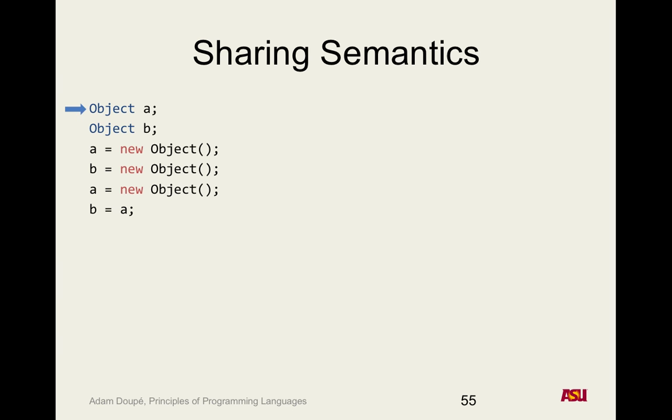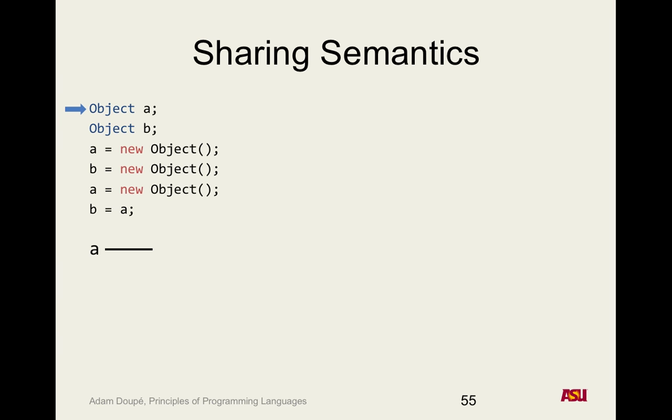So we have an object A. We know we have a name A, right? Do we have a binding for this A? Not yet, because we haven't assigned it to anything. And do we have a location associated with this A?